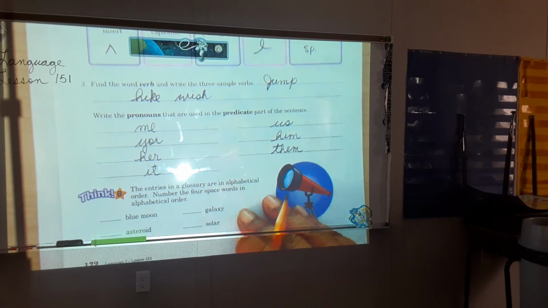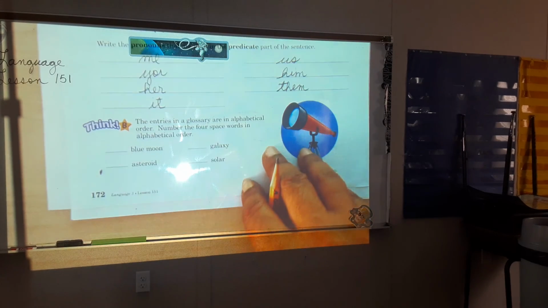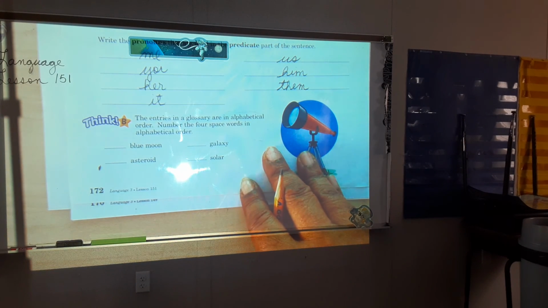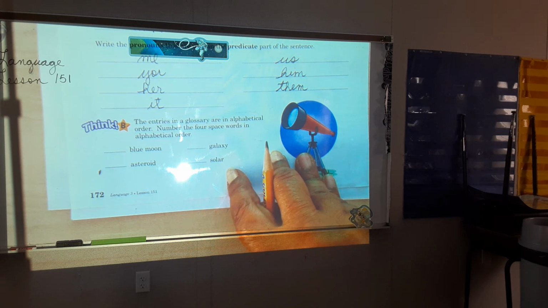Last part. The entries in glossaries are in alphabetical order. Number the 4 space words in alphabetical order. And I'm going to go over this. I'm going to give you credit during our meet. So make sure that you have your language page with you.